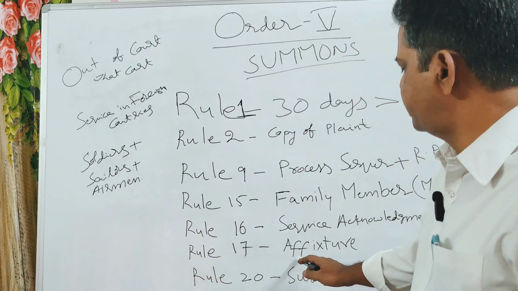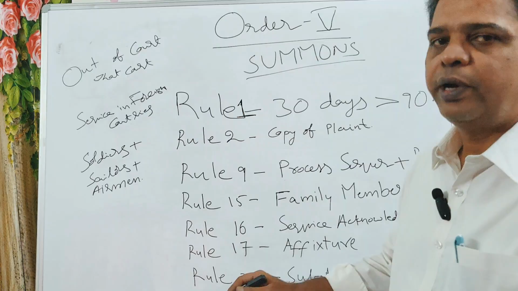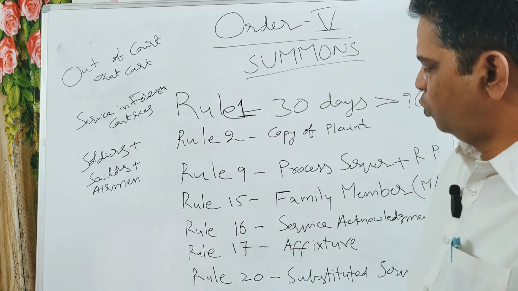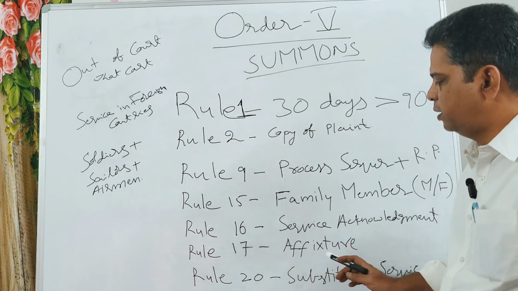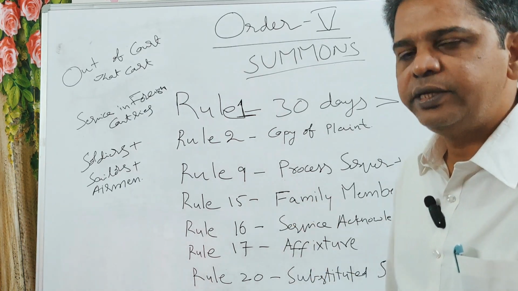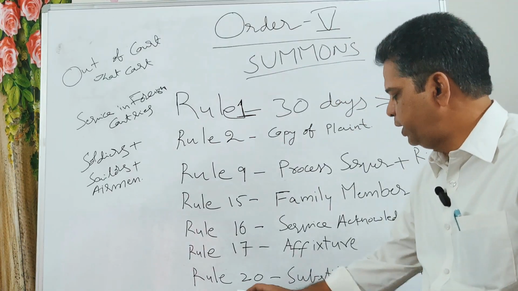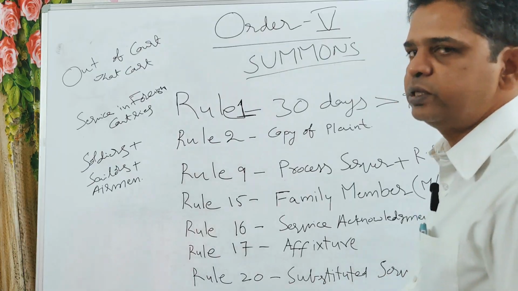That service is also sufficient, provided that if it comes into dispute, then the process server shall give an affidavit and will be examined on oath to prove that he affixed the summons on the outer door of the residence of the defendant. Rule 20 is called substituted service.